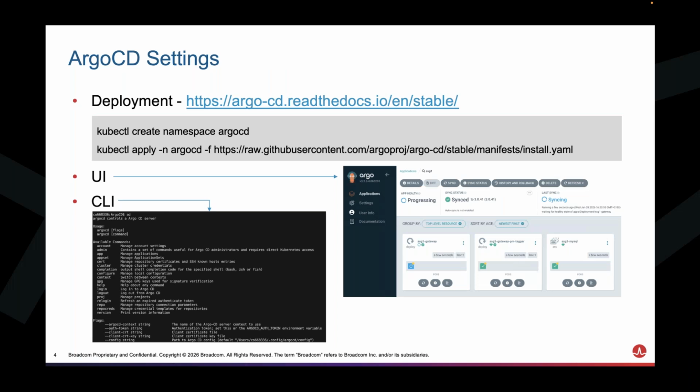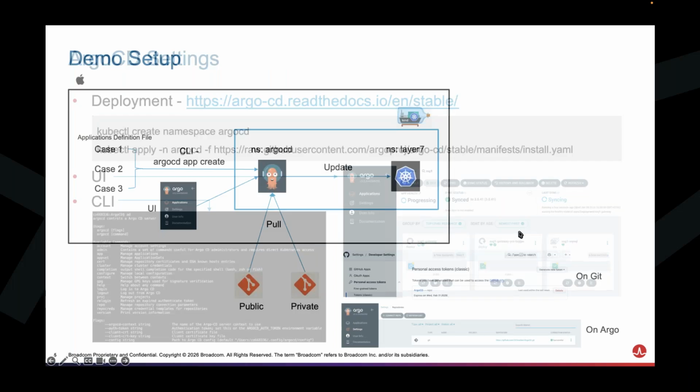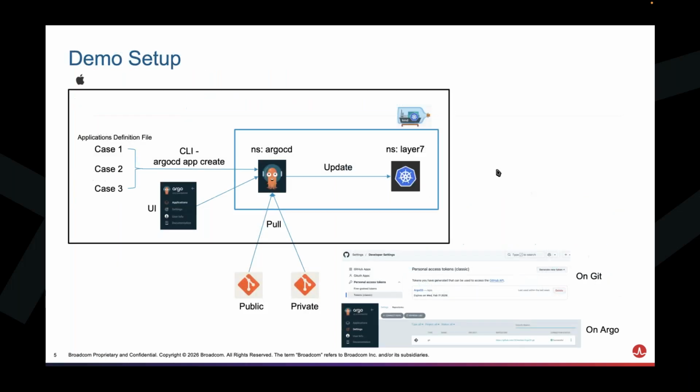And as I said, ArgoCD provides the ability to view the deployment of your application, and it's, as you see here, pretty useful and pretty interesting. In terms of the demo setup, I have everything running on my local Mac workstation. I have a Kind cluster where I deployed ArgoCD in the argocd namespace, and I will deploy my Layer 7 gateway into the Layer 7 namespace. I have 3 applications corresponding to 3 cases, which I will explore just after this slide.